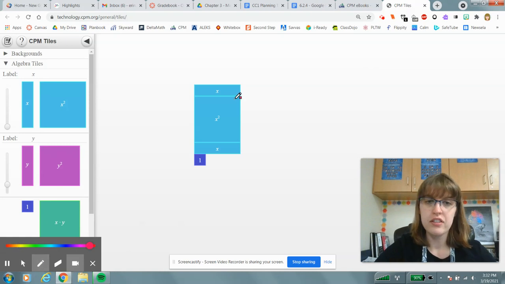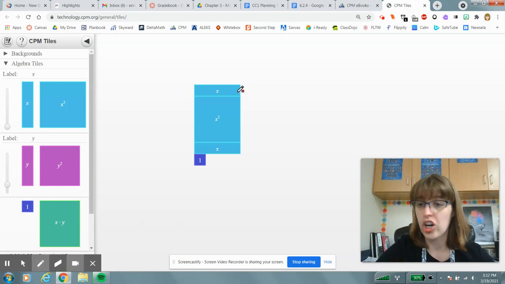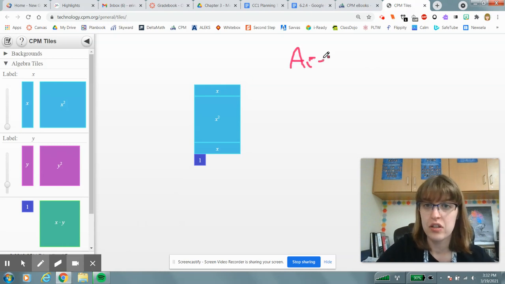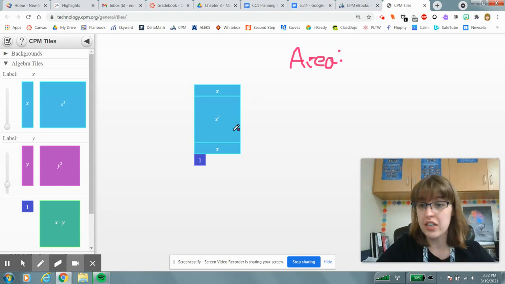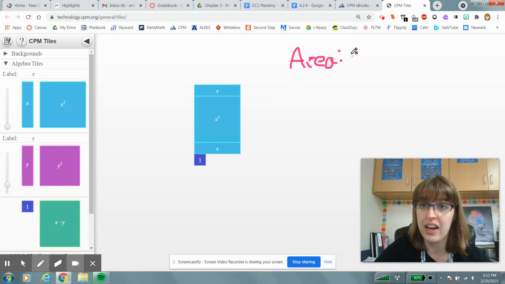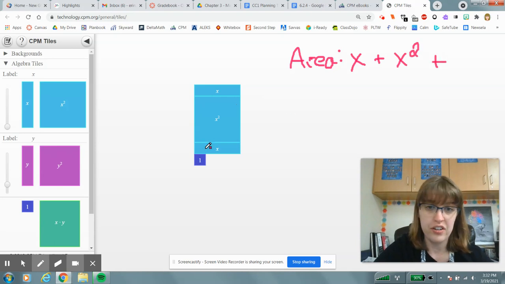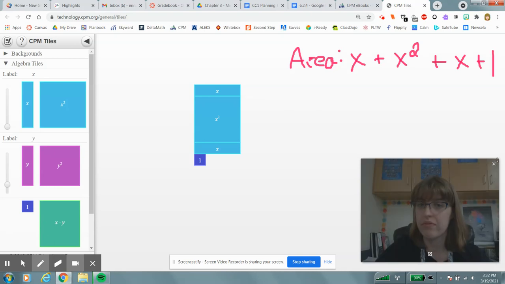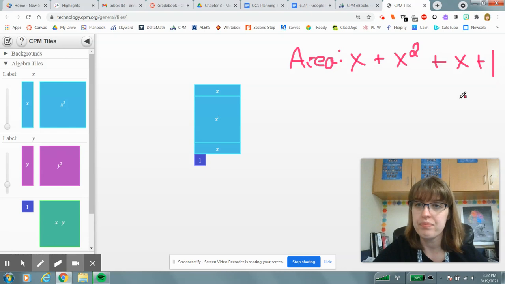Now, when we find area of our algebra tiles, all we're doing is naming the tiles. That's it. Area. Because we don't have any numbers, we can't pretend that we know what it's going to equal. So we're just going to write what we've got. This is worth x because it's x times 1. This is x squared because it's x times x. Then I have another x tile. And I have a unit tile, which is worth 1. That's the only one that actually gets a number. So ta-da, there it is.